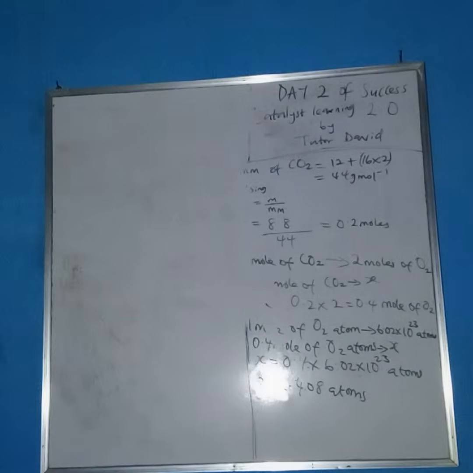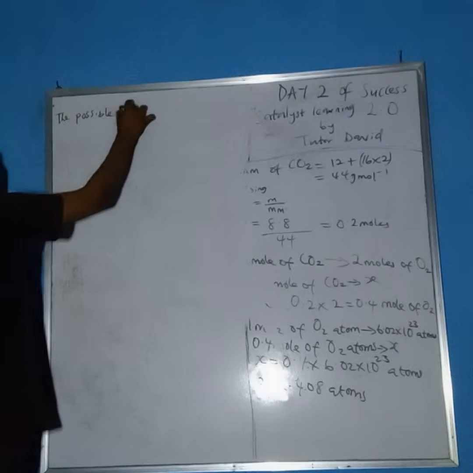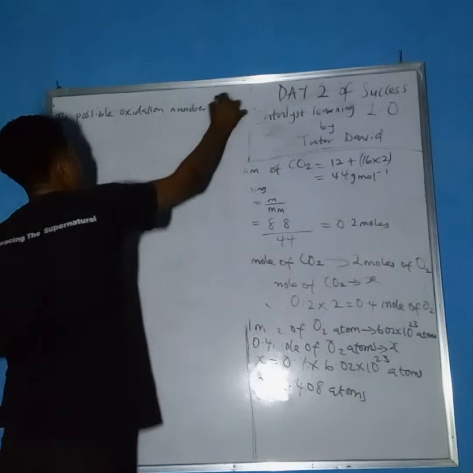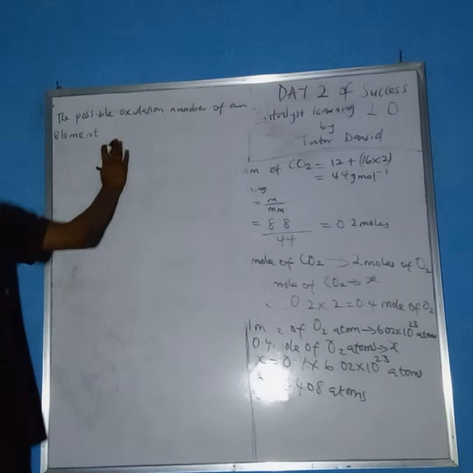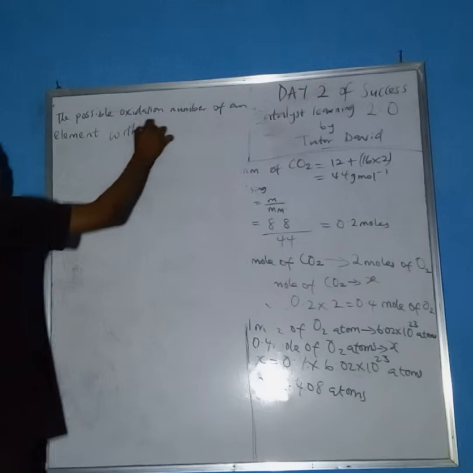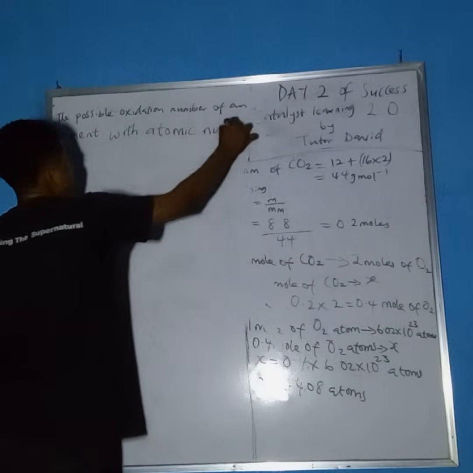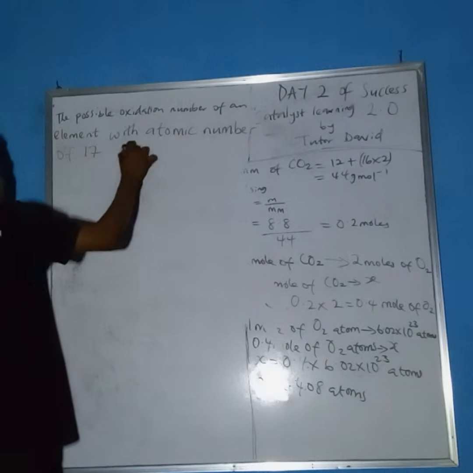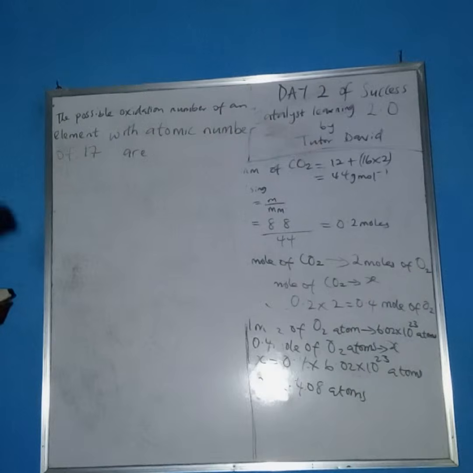So now they stated that the possible oxidation number for an element with atomic number of 17R. The possible oxidation number of an element with atomic number of 17R.